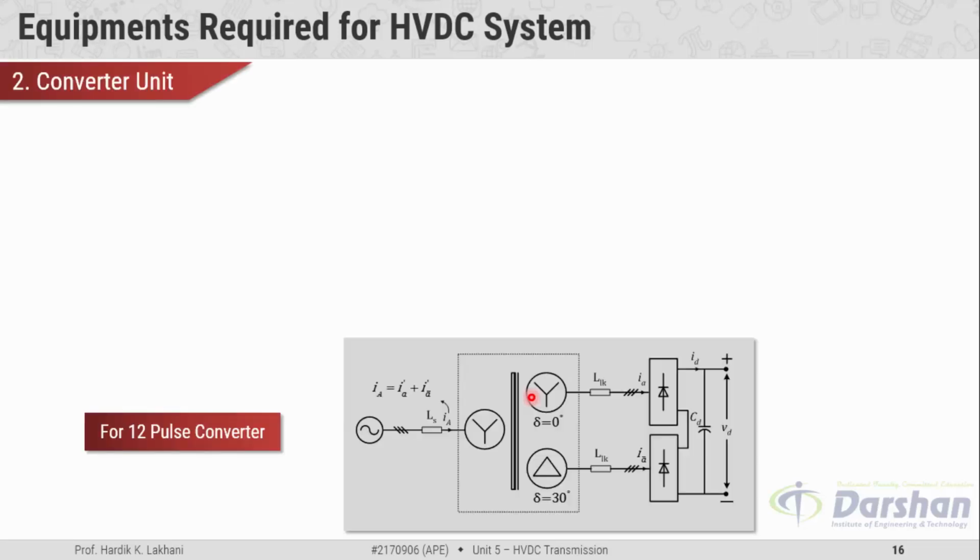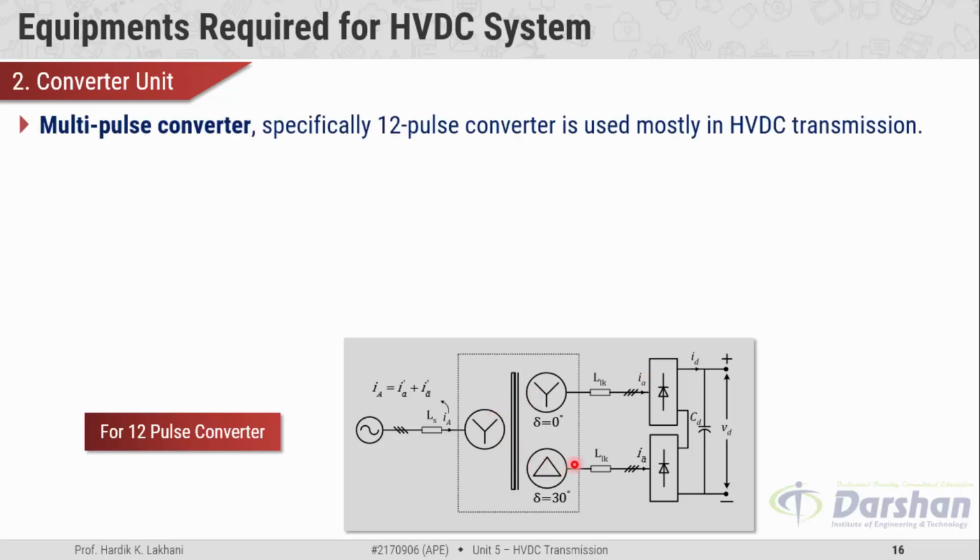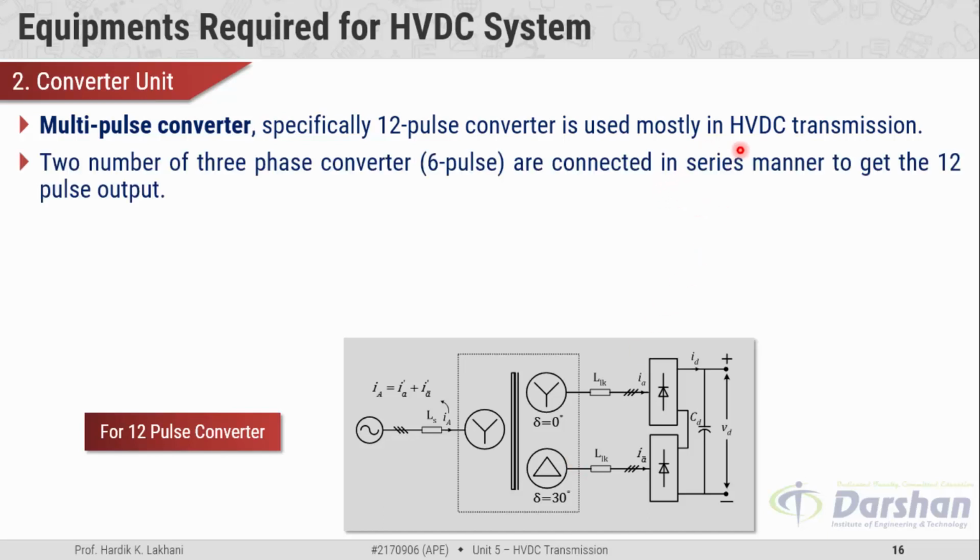Second is the converter unit. So 12 pulse converter can be constructed like this. Multipulse converter, specifically 12 pulse converter, is used mostly in HVDC transmission. Two number of three phase converter, which are also known as the 6 pulse converters, are connected in series manner to get the 12 pulse output across these two terminals.